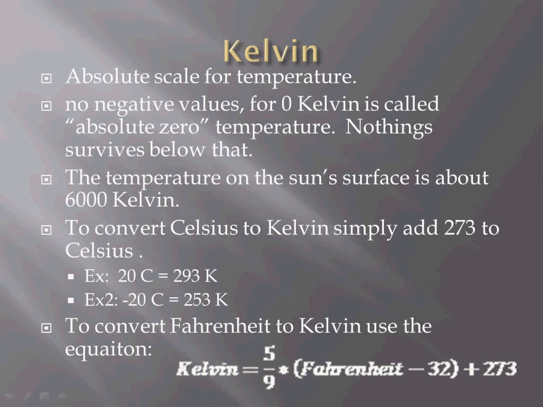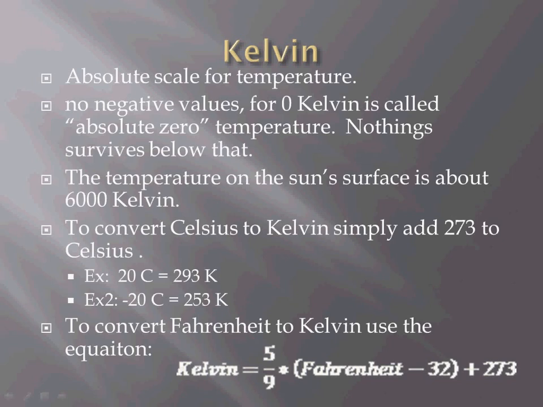So 0 Kelvin is called absolute zero. Nothing survives at that temperature. Nothing moves at that temperature. And if you want an example of how to use Kelvin, the surface of the sun is 60,000 Kelvin. The reason I say surface is because the sun has different temperatures in different layers, and the surface one is the one that is commonly talked about.